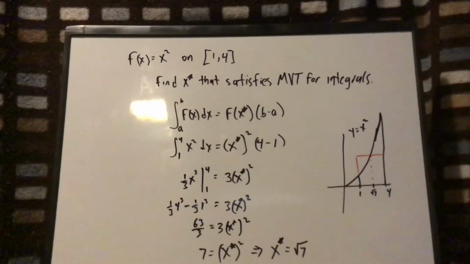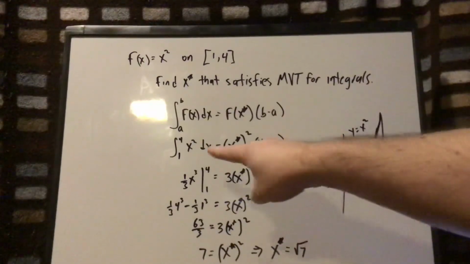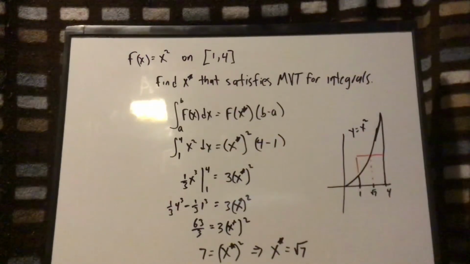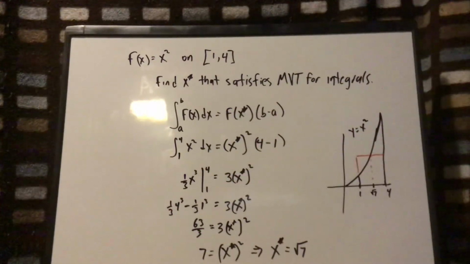B minus a I know because b minus a is my interval. B minus a is 4 minus 1. So I plugged in everything I know. My goal is to solve for x star. What is that special spot on the interval? To solve the left side is to solve an integral. So I need to evaluate the integral from 1 to 4 of x squared dx. I did that here. Remember to evaluate, take its antiderivative, and plug in the upper and lower limits.